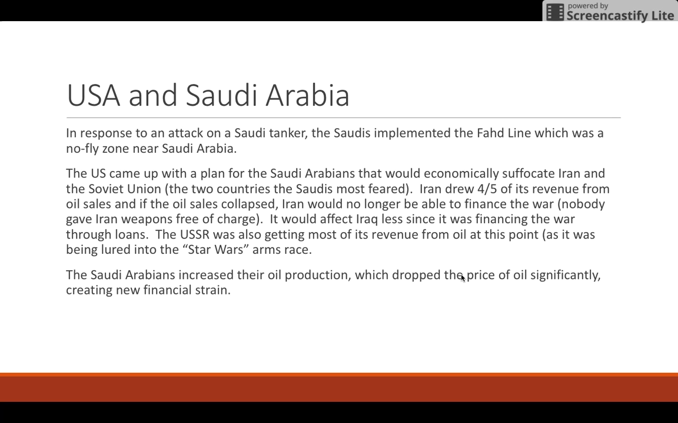What the United States suggested is that Saudi Arabia, since it has a huge reserve of oil, increase its production instead of keeping to the OPEC standards that they had created. They would still get the same profit from oil, but it decreases the price of oil on the global market, which meant that the Iranians and Soviet Union would not get near the amount of profit that they were getting beforehand. So this created new financial strain on the Iranians.